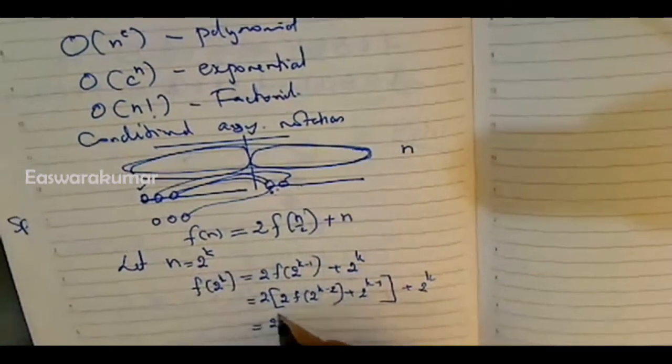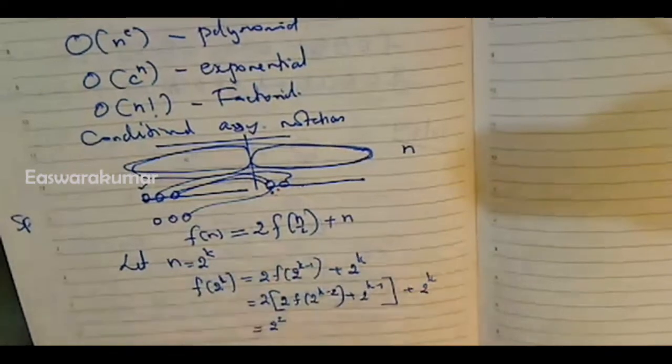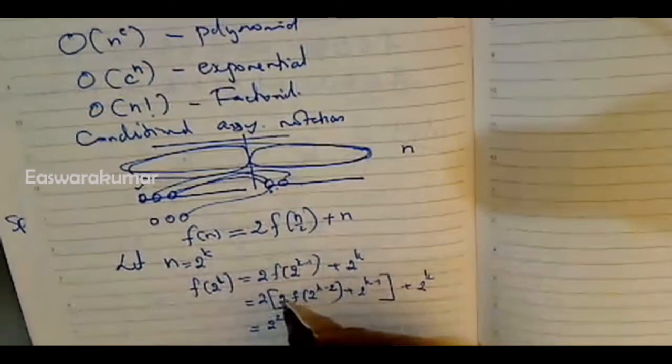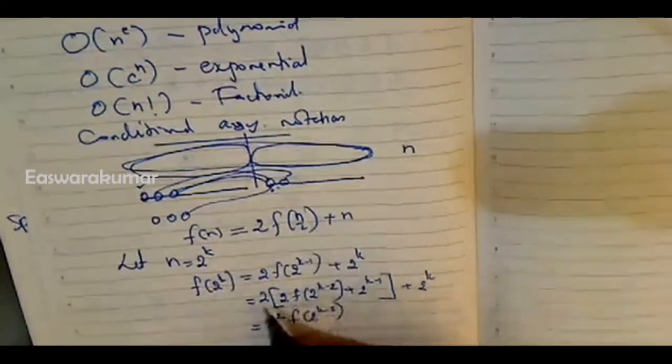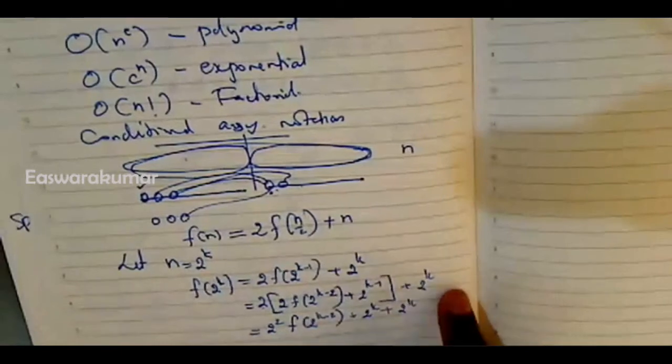This is equal to 2 power 2, 2 into 4, and I am not writing 4 straight away because I have to get a pattern. Therefore, I am writing 2 power 2 instead of writing it as 4. So 2 into 2, 2 power 2, and this is f of 2 power k minus 2, and this 2 into this is equal to 2 power k, right? If you multiply this 2 with this, it is 2 power k, and another 2 power k is also available here, right? So 2 power k.